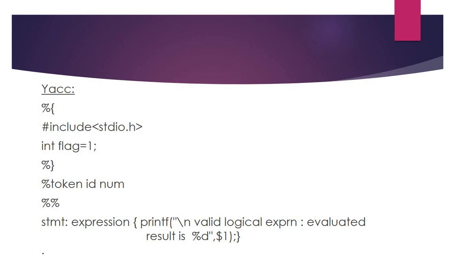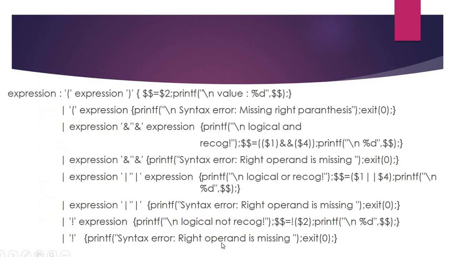So statement produces expression. Here in the Yacc program, instead of the arrow mark for produces, we need to put a colon. So statement produces expression. If this is matched, then it's a valid expression, and whatever the expression value that will be in $1, we need to print it.